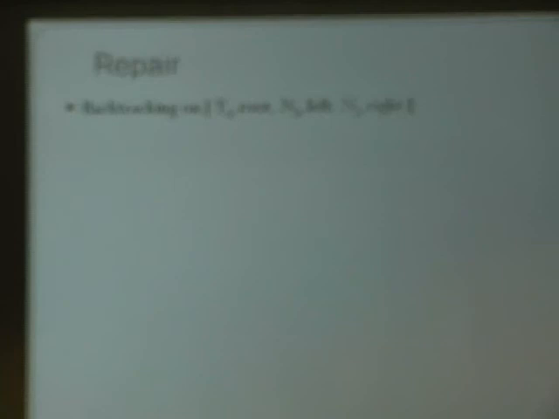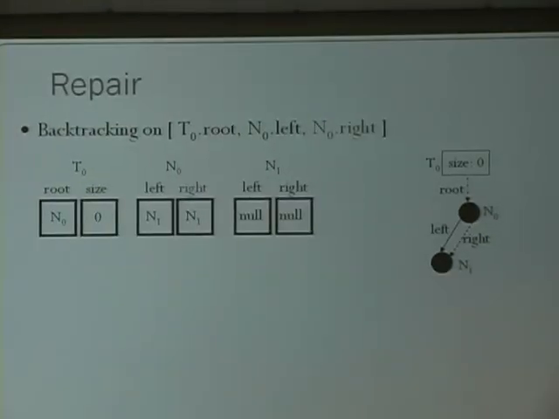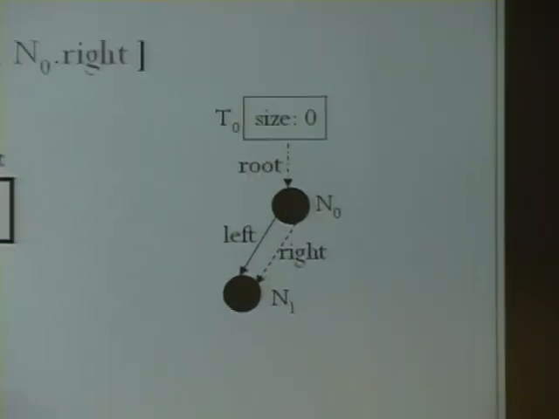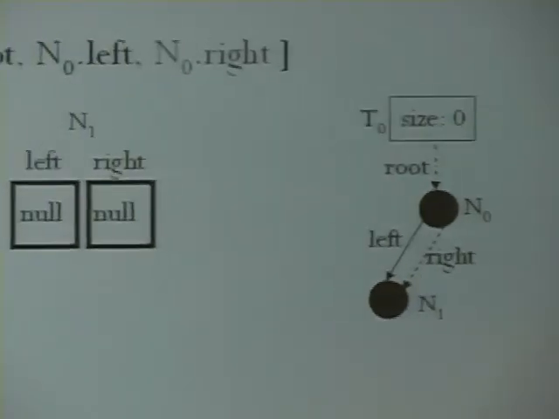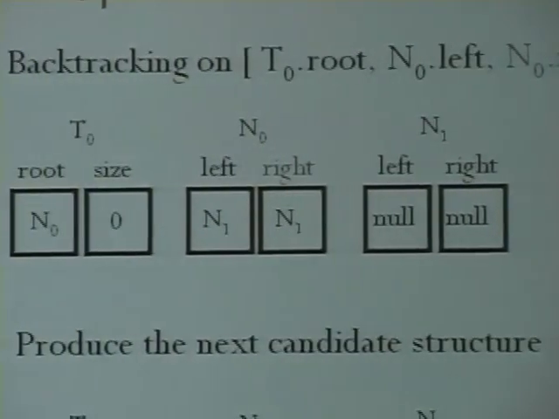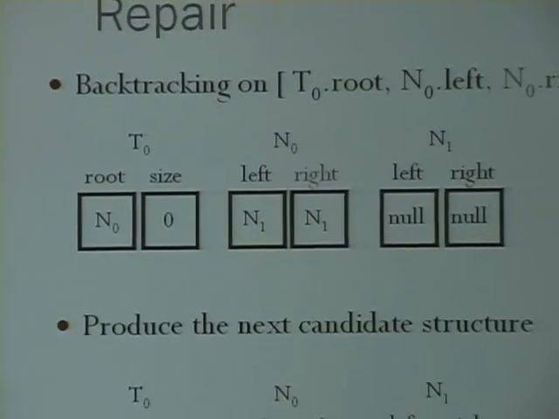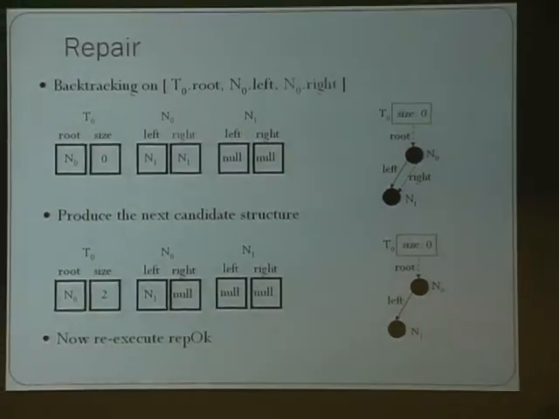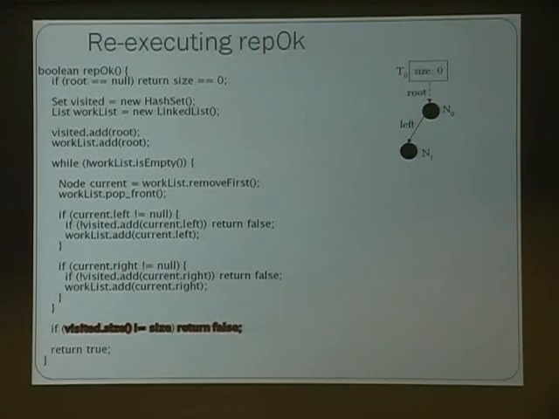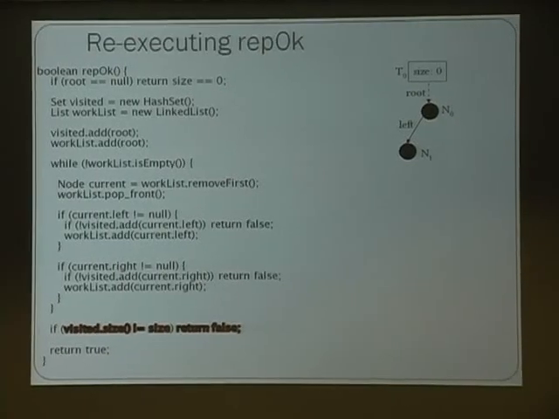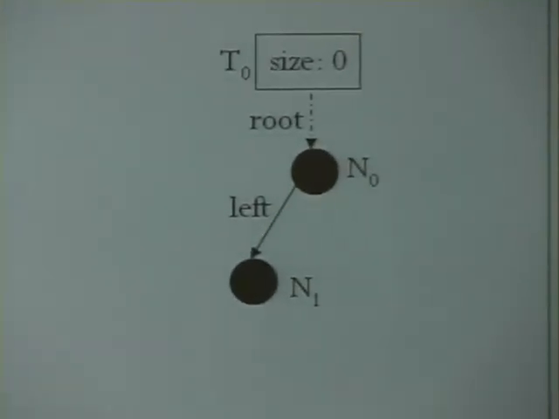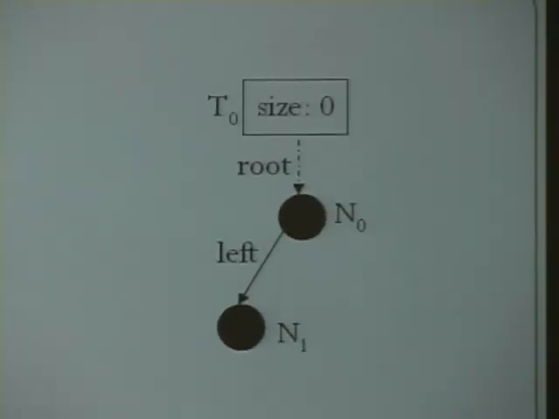What does the repair program do? It will backtrack on the last field that we saw, which is the right node. And what's the first choice to do? Since the right field is a reference field, it's not a data field, the first choice to do is set it to null. It sets the field to null, and we have this structure. Cool. It continues and re-executes repo-k. Now, when we re-execute repo-k again, the structure looks fine because it will check root. OK, root is fine. Left is fine. We don't have any right node anymore. So everything is fine.